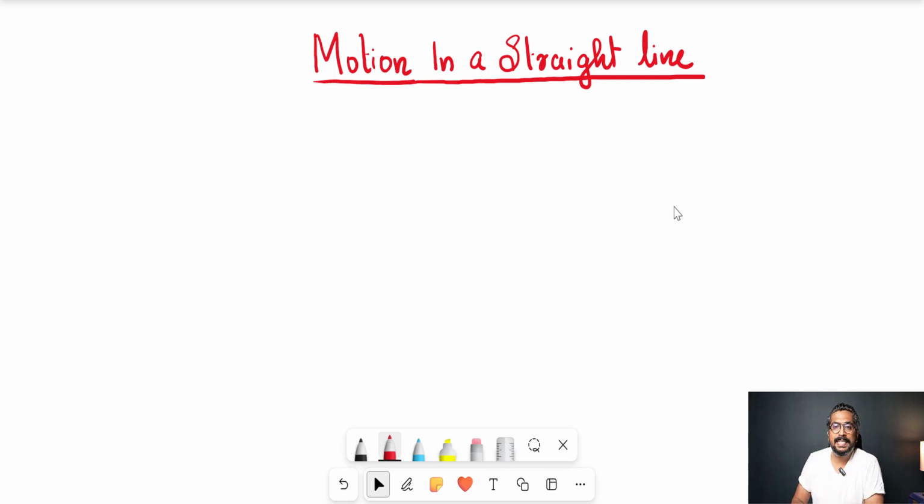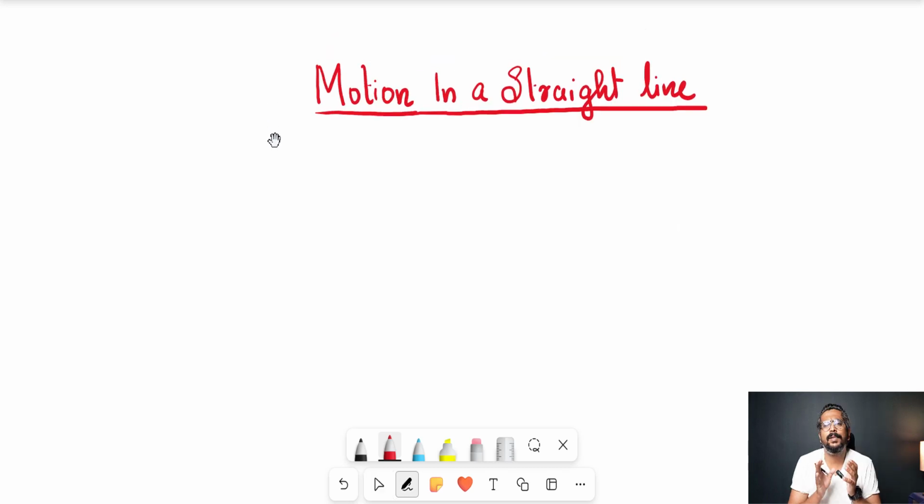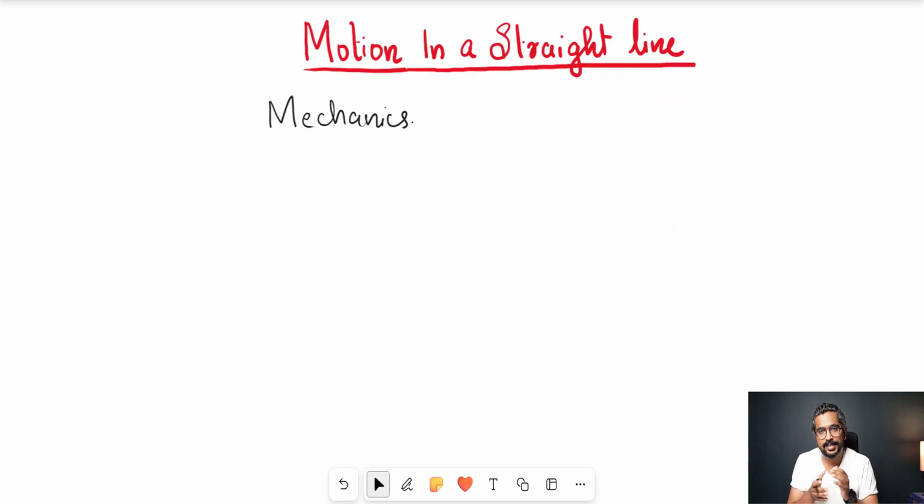First and foremost is mechanics. What do you mean by mechanics? Simply, it is a branch of physics which deals with the study of an object which is moving or which is at equilibrium. So what do you mean by that?